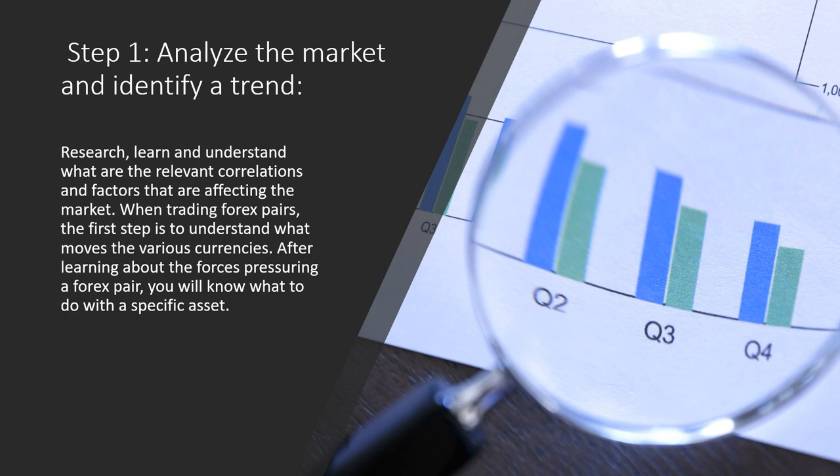So what do we want to do? Our first step would be to analyze the market and identify a trend. Research, learn, and understand what are the relevant correlations and factors that are affecting the market. When trading forex pairs, the first step is to understand what moves the various currencies. After learning about the forces pressuring a forex pair, you will know what to do with a specific asset.